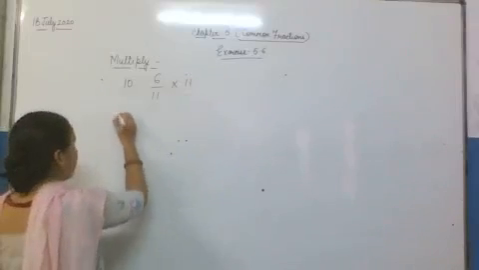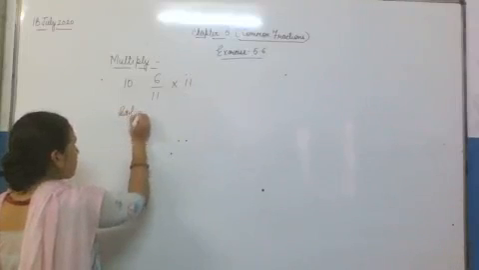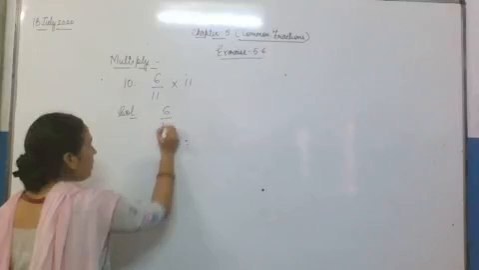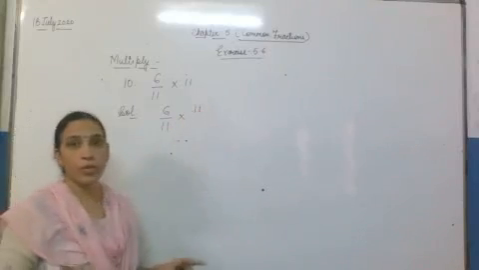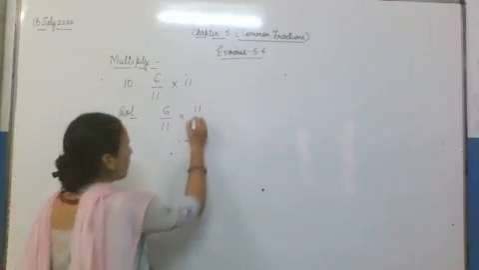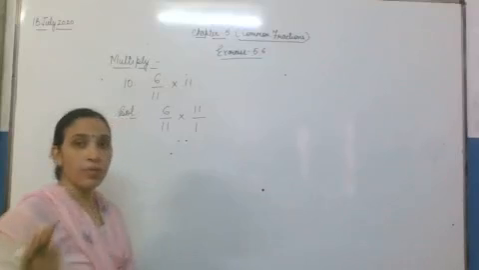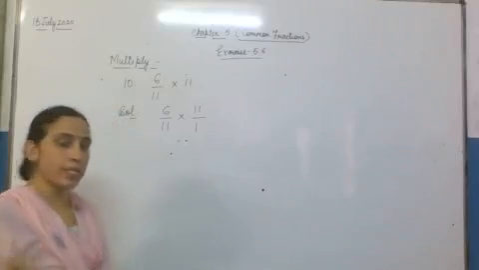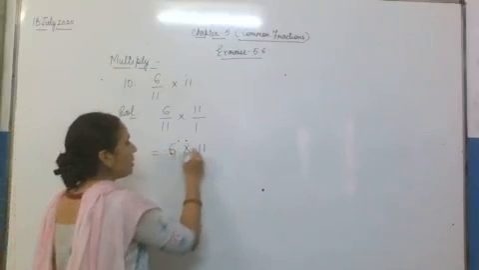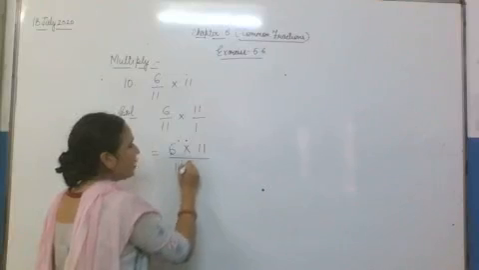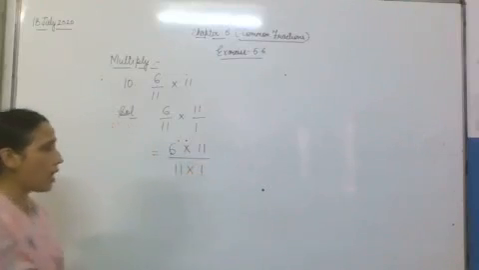So what is the first step here? 6 by 11 multiplied by 11. Now in the denominator we don't have any number. So what will we write here? 1. Now what is the second step? We are going to multiply numerator by the numerator and denominator by the denominator.